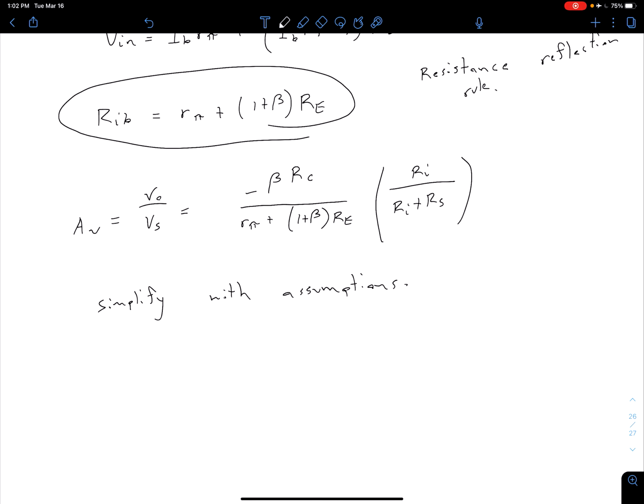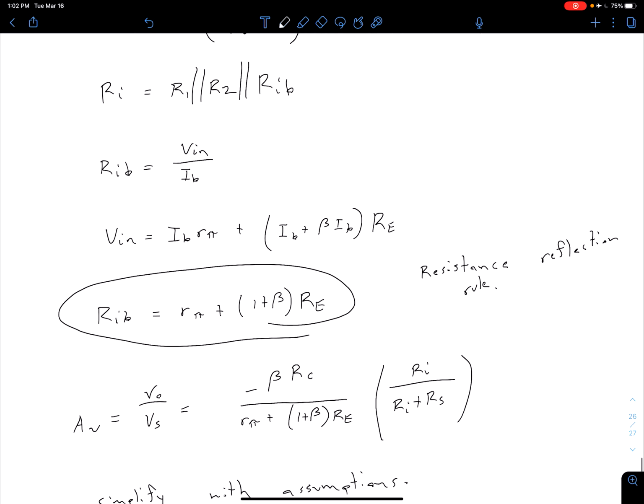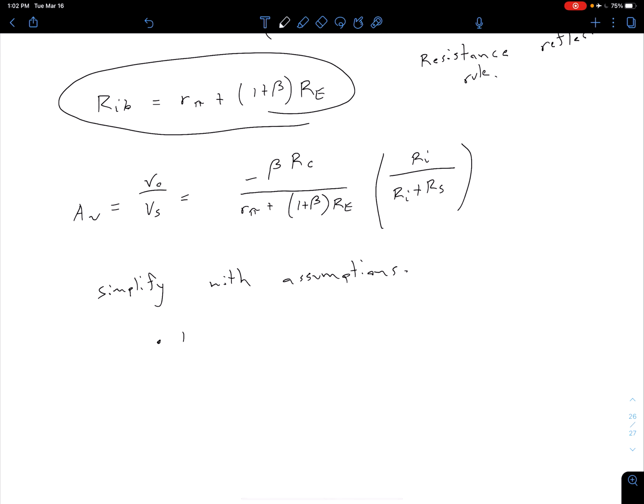Okay, so first of all, let's say that this input resistance RS, which is again just an internal resistance with the source, is typically going to be pretty small. And so let's say that that's actually going to be a lot smaller than this input resistance RI, because again, we've got several K ohm resistors, R1, R2, and we've got this R pi plus 1 plus beta RE. So let's say that is a fair approximation. So we can come down here and say, assume that RI is much greater than RS. And so what that's going to do is make this term right here approach 1.